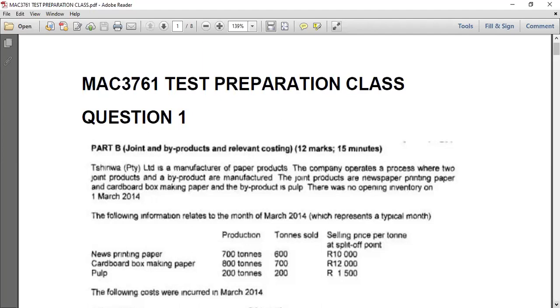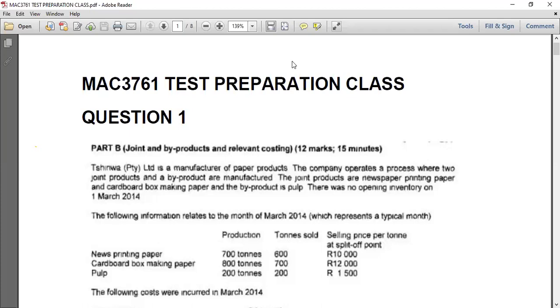Shinwa Limited is a manufacturer of paper products. The company operates a process where two joint products and a byproduct are manufactured. The joint products are newspaper printing paper and cardboard box making paper. And the byproduct is pulp. There was no opening inventory on 1 March.